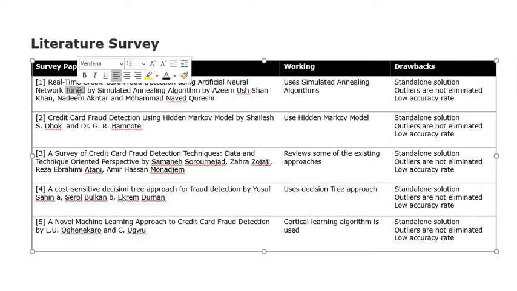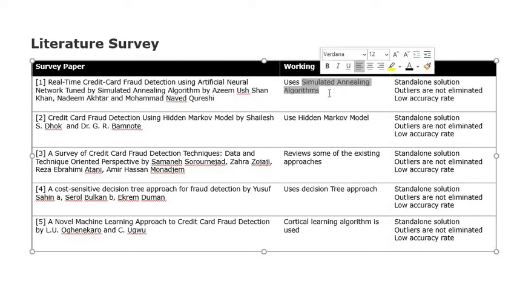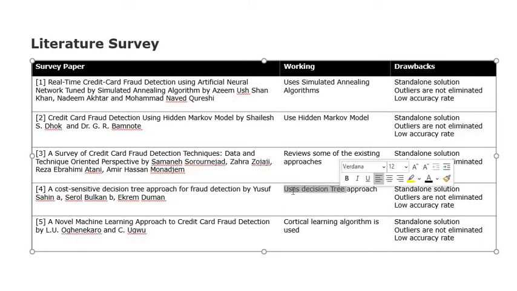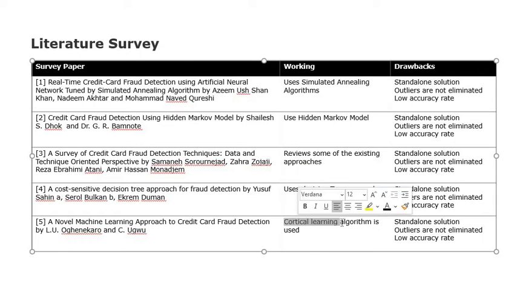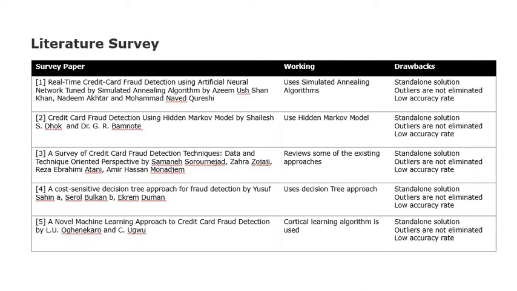The first paper, proposed by these many authors, uses the simulated annealing algorithm. The second, proposed by Shailesh, uses the hidden Markov model. In the third paper, they don't propose a new technique; instead they just analyze most of the existing techniques and conclude that these drawbacks are still there. The fourth approach makes use of a decision tree, and the fifth approach makes use of the cortical learning algorithm. No matter which algorithm or technique they are using, the drawbacks still exist. So that's the literature review.